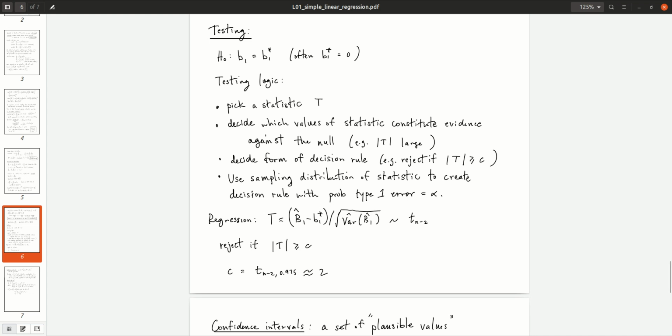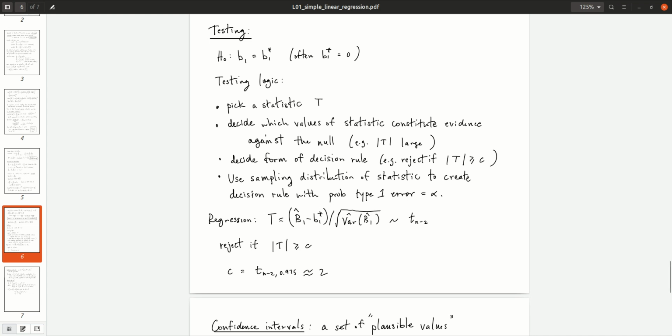Then we use the sampling distribution of the statistic to create a specific decision rule that has probability of type 1 error equal to alpha. So instead of 10, I'm going to slide that number around and settle on a specific value such that the probability of rejecting the null hypothesis when it's true, which is a type 1 error, is equal to some small value alpha, which is usually something like 0.05 or 0.01 or 0.001.